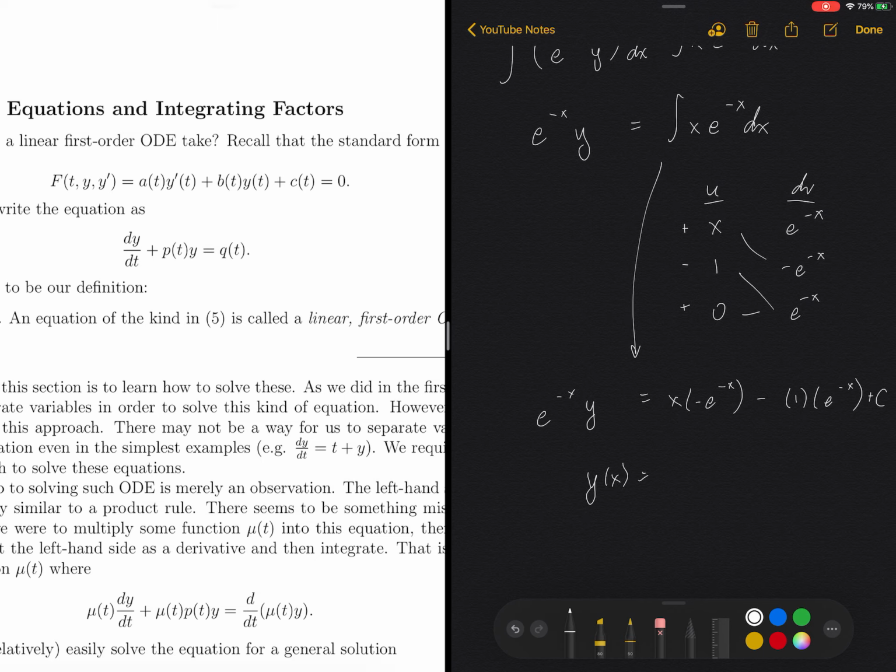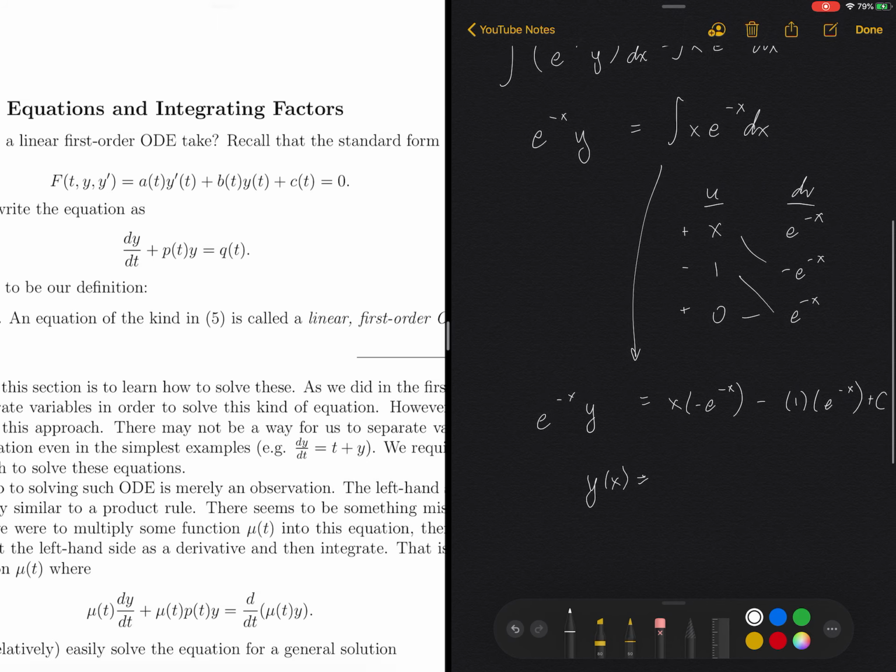So let's see. That means that we have e to the minus x times y needs to equal this right-hand side. So in order to pick up y of x, I just have to multiply by e to the x, or divide by e to the minus x, however you want to see it.